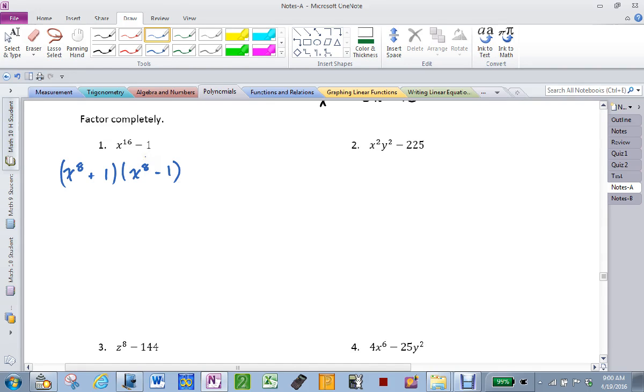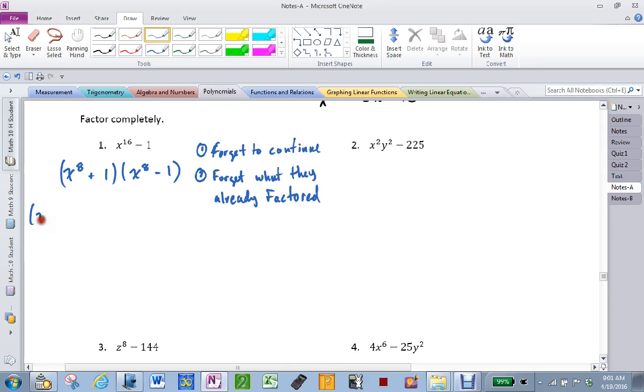So that's the first mistake. Mistake 1: people forget to continue. Mistake number 2, they forget what they already factored. What do I mean by that? When you continue with this work, can you forget x to the 8th plus 1? No, some of you will. So we keep x to the 8th plus 1, which we can't factor.